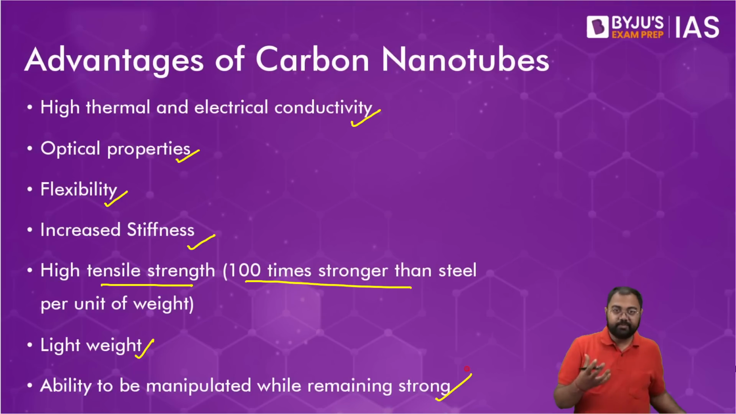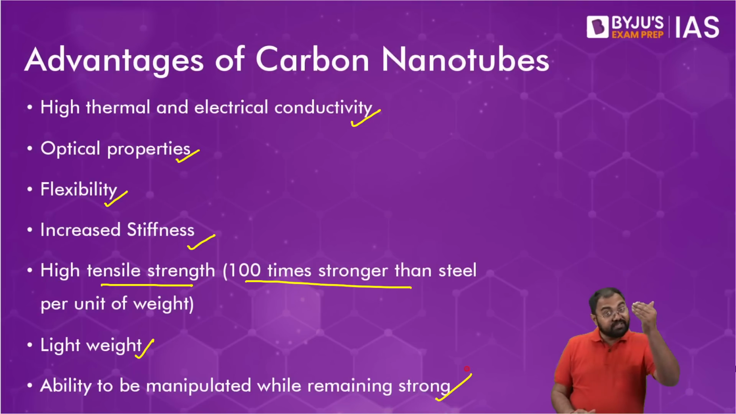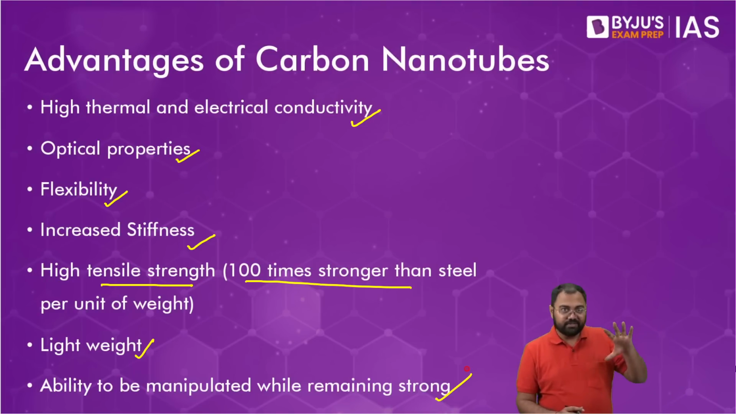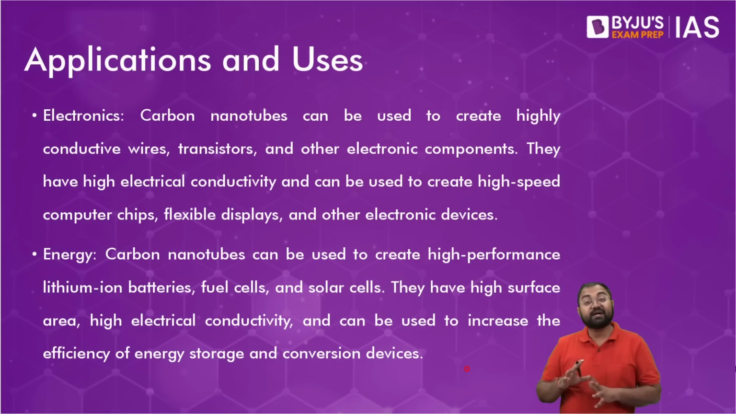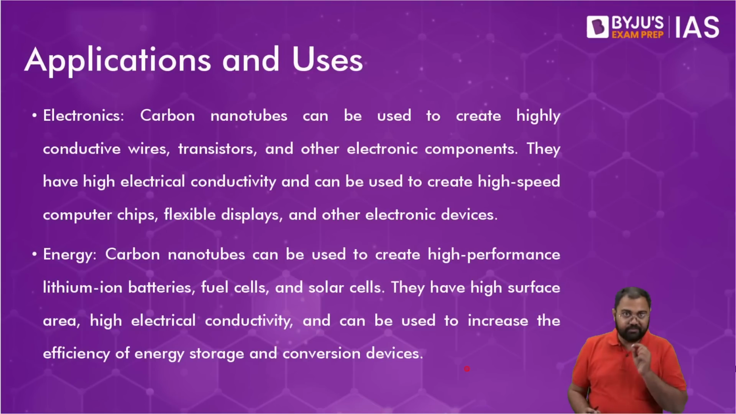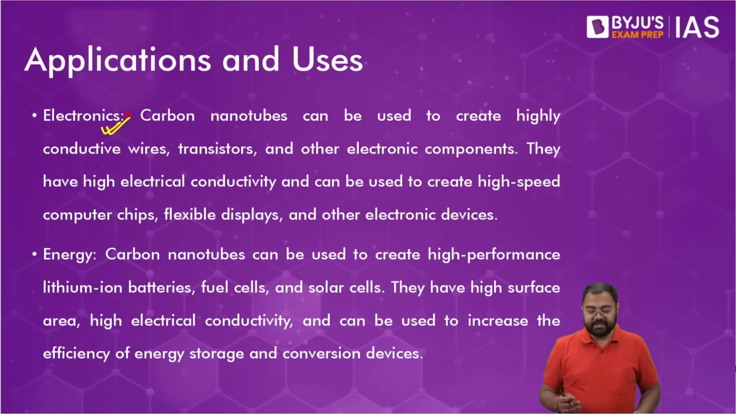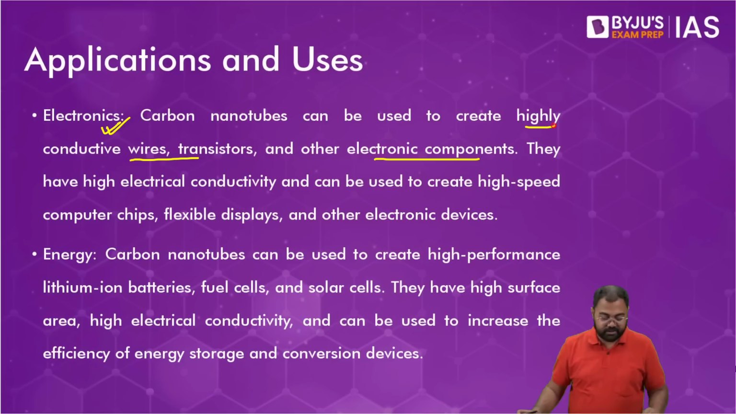So because it can be manipulated, it means that you can use it in various different ways, for various different applications. That's why we see all these advantages, all these properties that we saw with carbon nanotubes. And because of that, there are a number of applications where carbon nanotubes become very, very useful. For example, in electronics, they can be used for creating highly conducting wires or transistors, etc. And all these other electrical or electronic components can also be made.